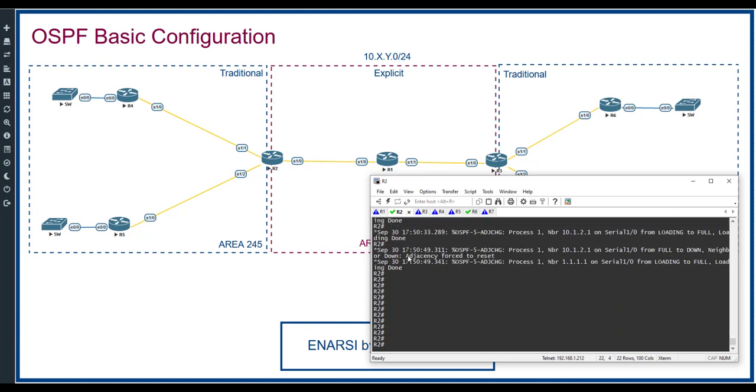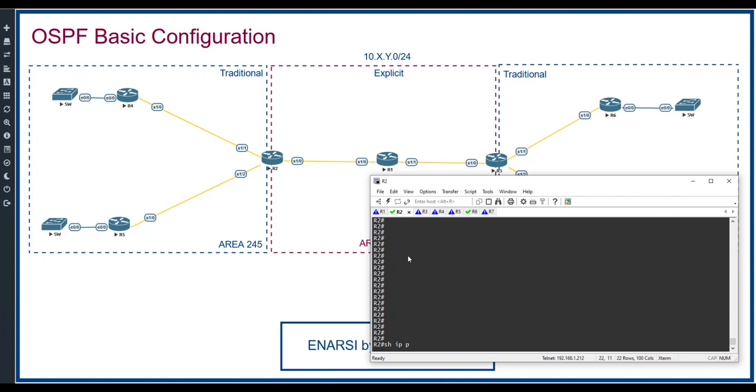In router 2, when you use show ip ospf neighbor, you see that we have 3 neighbors. The first neighbor is router 1. Neighbor ID means the router ID of the neighbor. This is the neighbor ID, and this is the neighbor IP. The neighbor ID is 1.1.1.1 and the IP of the neighbor is 10.1.2.1. The next neighbor is 4.4.4.4 and its address is 10.2.44.4. The next neighbor is 5.5.5.5 and its address is 10.2.55.5.